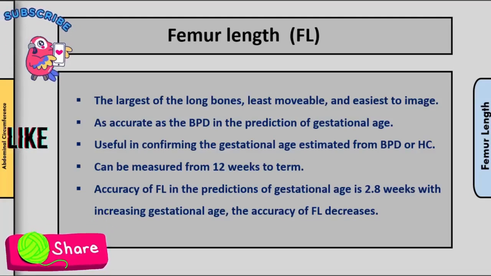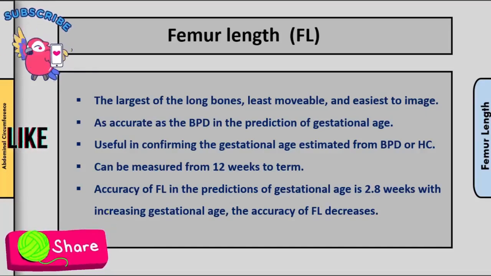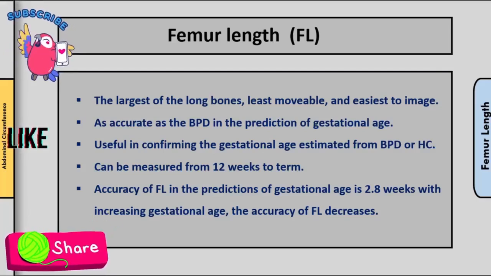Measurement of femur length should not replace that of biparietal diameter or head circumference as the sole predictor of gestational age. The femur can be measured from 12 weeks to term. It has been identified that the accuracy of femur length in the predictions of gestational age is 2.8 weeks. With increasing gestational age, the accuracy of femur length decreases.